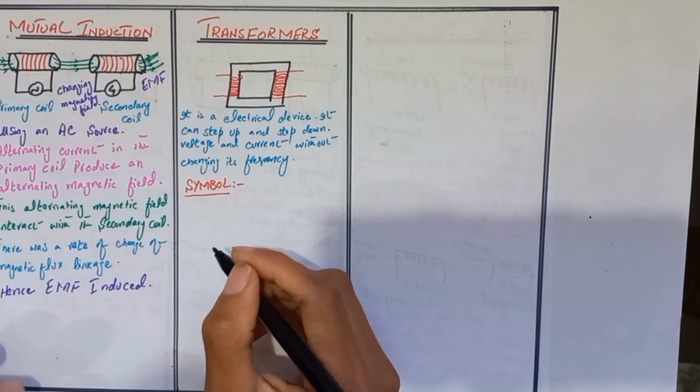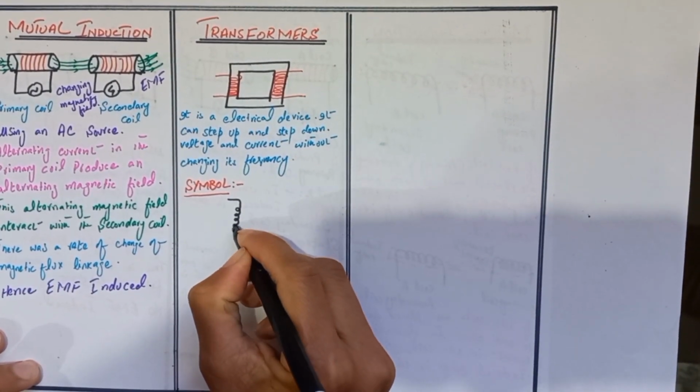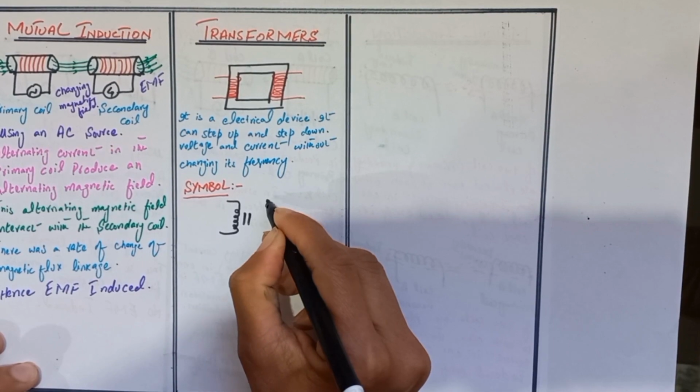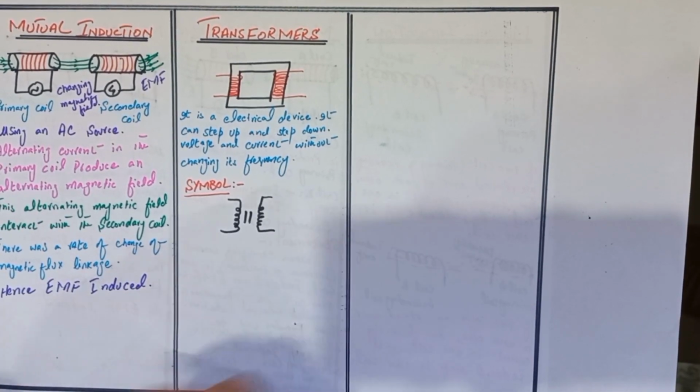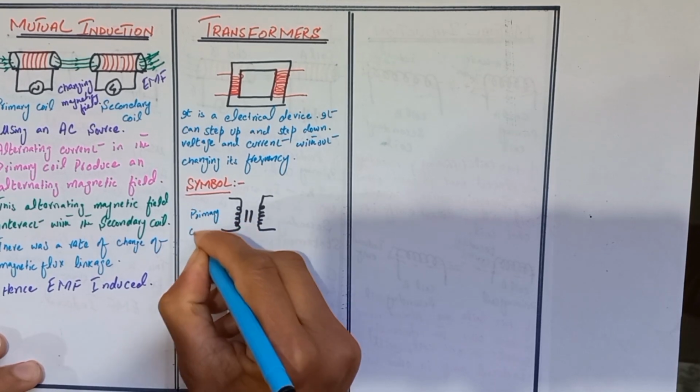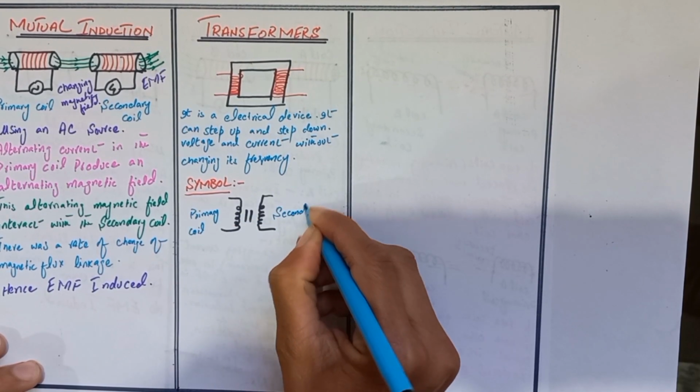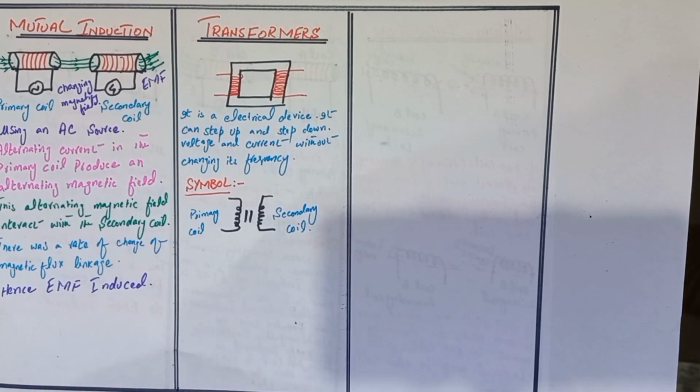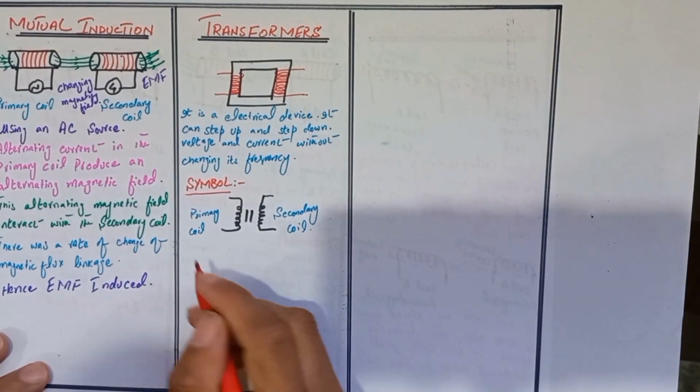Now we discuss the symbol of a transformer. The symbol of a transformer consists of two coils. This is called the primary coil and this is the secondary coil. Now we discuss its working principle.